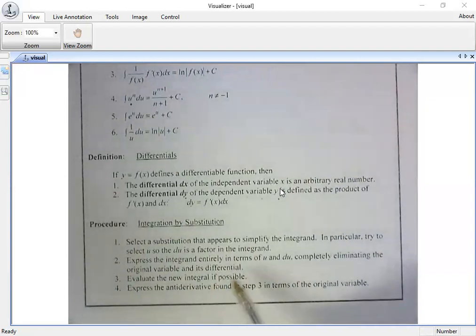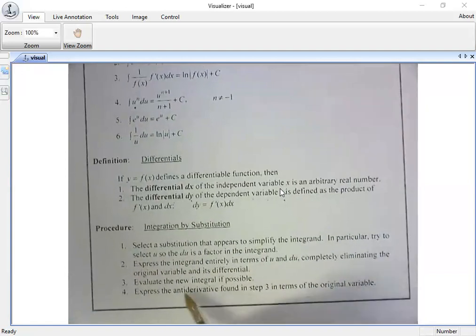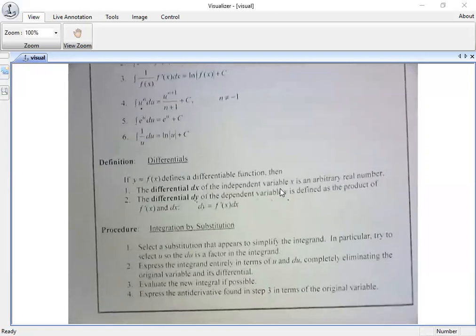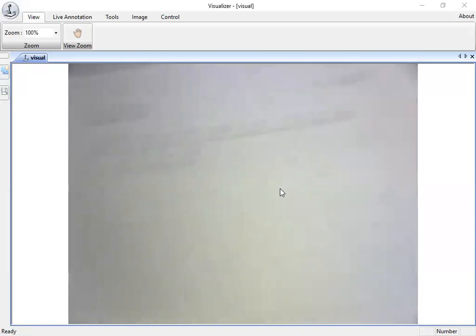So we'd have to be able to change everything to something in terms of u and du. Otherwise, I'm not going to be able to integrate it, okay? And then we will eventually talk about how you would evaluate. I'm not sure why this says this part here, because we haven't talked about how to evaluate definite integrals, but we will be doing that next class.